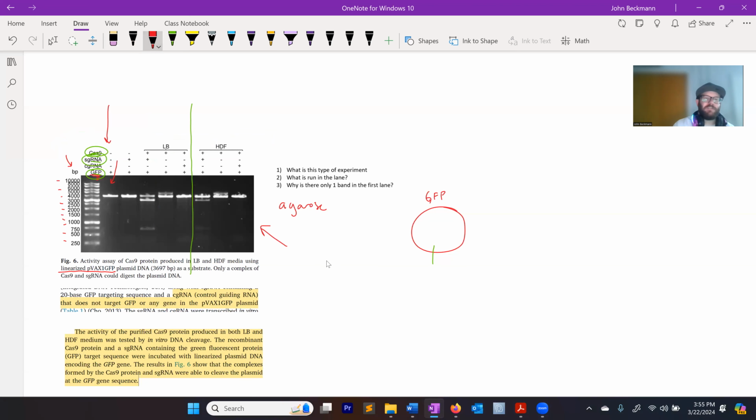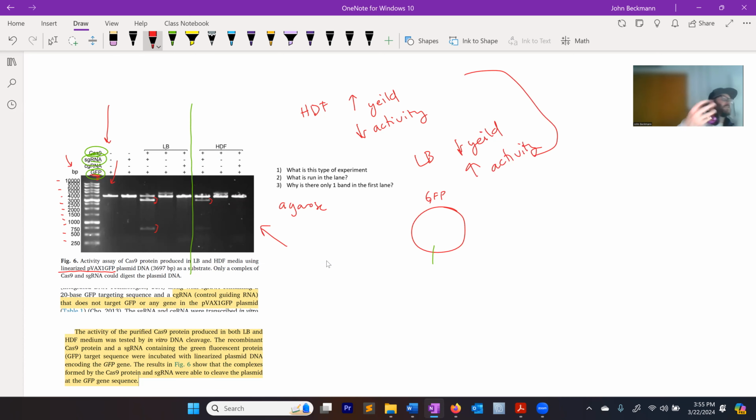LB. It looks like visually, this one has a much stronger cutting than this one, which is kind of counterintuitive because what they're showing you with the data is that with the HDF, they actually get the highest yield, but it seems like it has the lowest activity. Whereas with the LB, they're getting the lowest yield, but it seems to have a higher activity. So you can just see the complexity here in that if you were trying to decide which of these is actually better, it's a little bit complicated, right? So you can see the complexities and the nuance of recombinant protein expression in this paper.